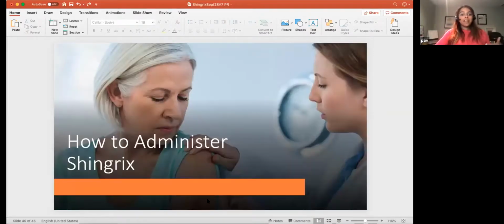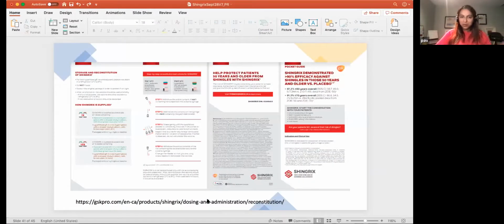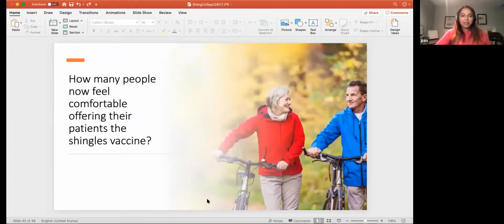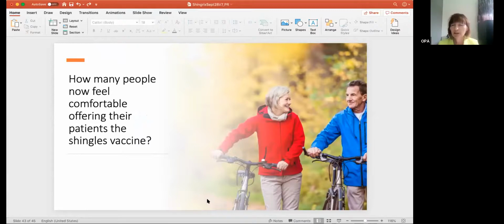I definitely don't have time to go over administration of Shingrix, but GSK has an amazing tool that goes over exactly how to reconstitute as well as administer the IM injection. So I know that'll be provided. And the last question I did have is, after this presentation, how many of you feel comfortable offering shingles vaccines to your patients? And if it's something you feel you would do now? And I think we can't open the poll again. So no, we can't open the poll, but you will be asked that question in a survey at the end.